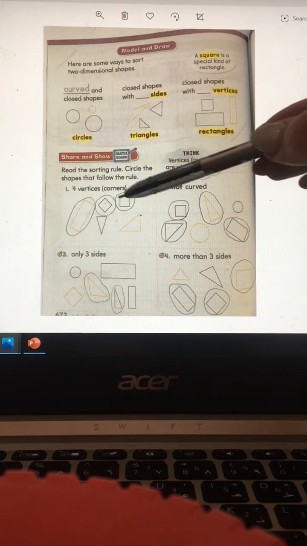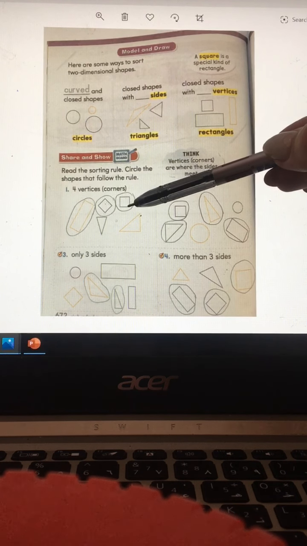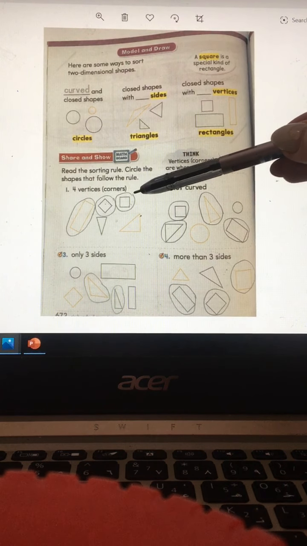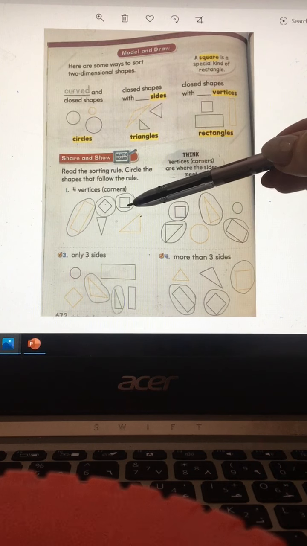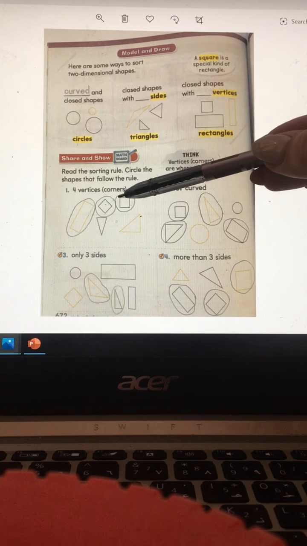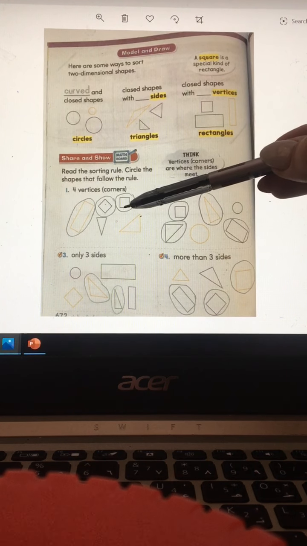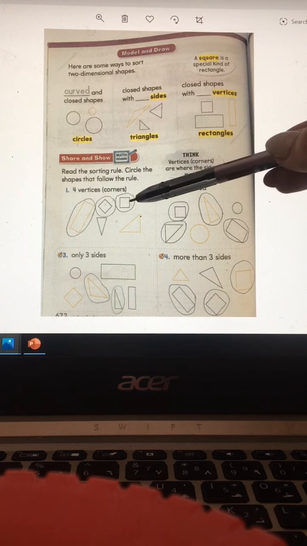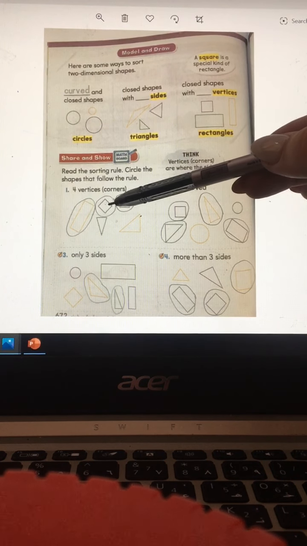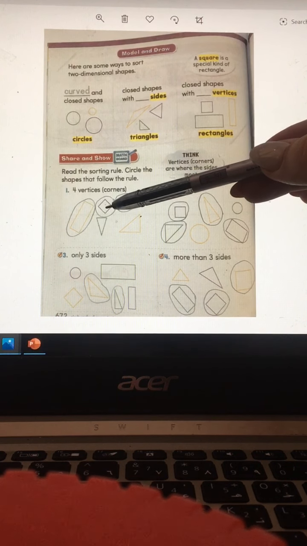Now let's have a look at this square. Let's count the vertices of the square together. This is the first corner, the second, third, and fourth. So the square has 4 vertices, so it's following the sorting rule. That's why we are going to circle it. This square has also 4 vertices or 4 corners. That's why we are going to circle it as well.